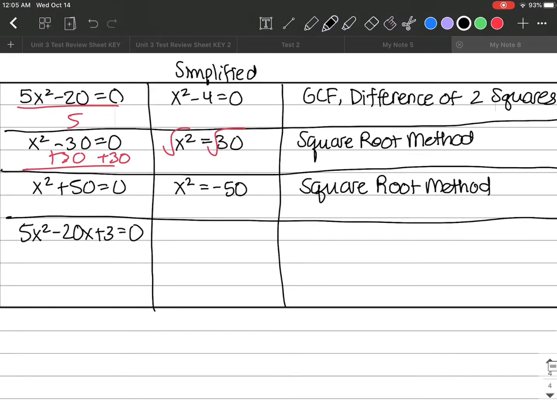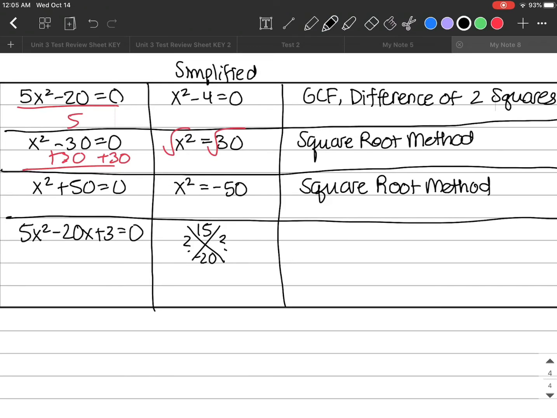And then for another example, if I have 5x squared minus 20x plus 3 is equal to 0, if I simplify that, there's no GCF I could take out. It's already in ax squared plus bx plus c form. But I do want to check to see if the diamond works. So I do 3 times 5, which is 15. I need two numbers that multiply to 15 and add to negative 20, and there are no two numbers that do that. Because the diamond does not work, I know this is not factorable.